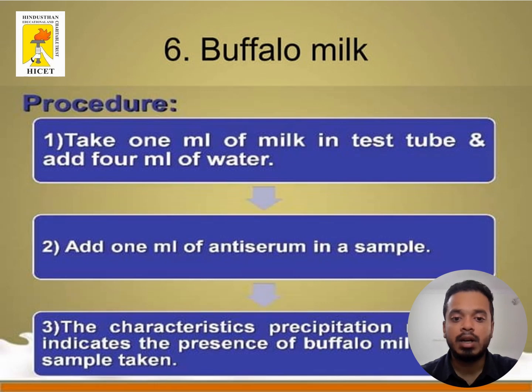Okay. Take 1 ml of milk in a test tube and add 4 ml of water. Then add 1 ml of anti-serum to the sample. The characteristic precipitation indicates the presence of buffalo milk. When the precipitation forms, then it indicates the presence of buffalo milk.